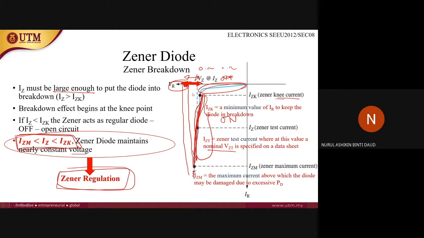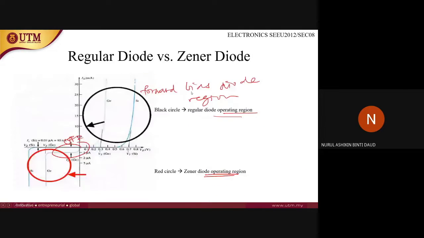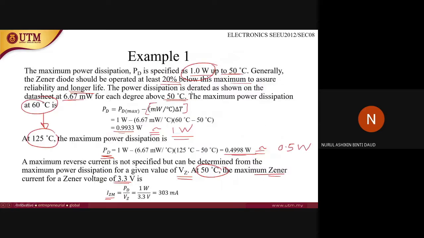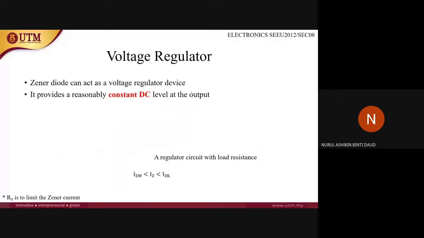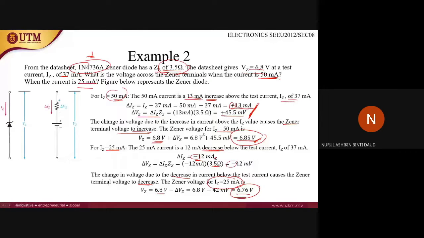So from this value, since that is given, they ask what happens if the current changes at this point or at this point. You need to find the value of the voltage. So this is how you find the value of the voltage when the current is 50 milliampere and when the current is 25 milliampere.